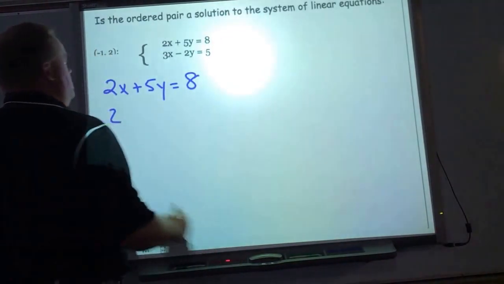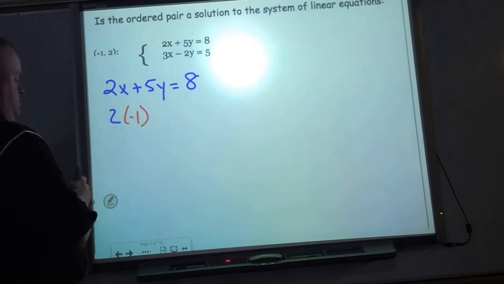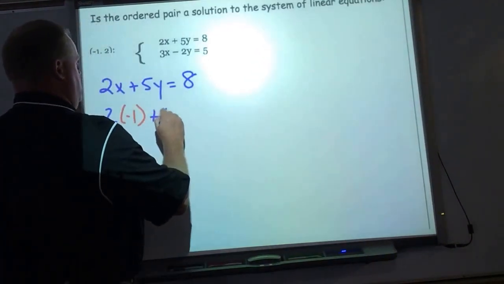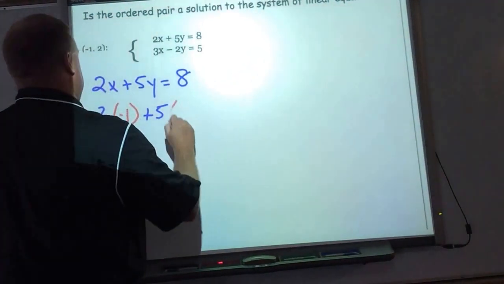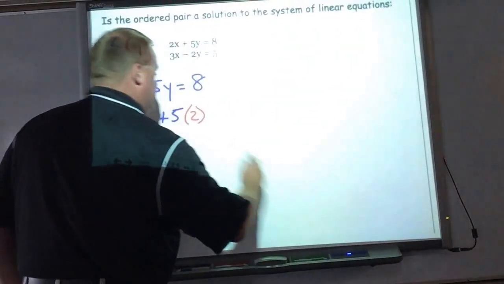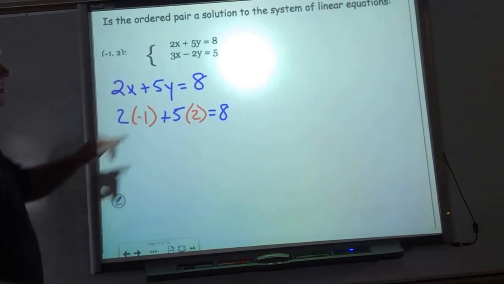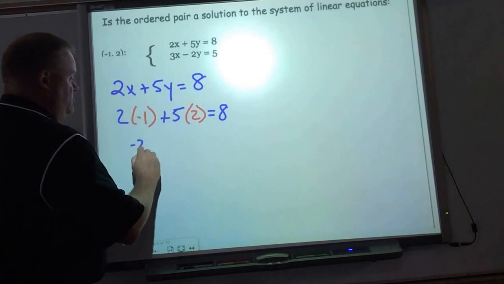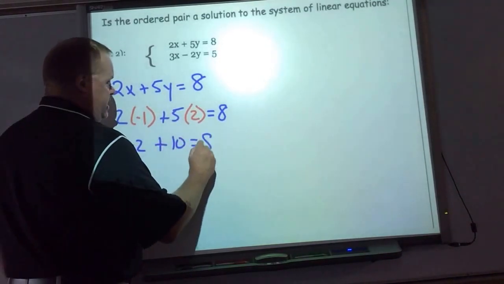And I know that I want to use -1 for x. Looking at that, and then 5, and I want to plug in a 2 for that. I'm trying to do them in different colors so we can see where I'm plugging in the -1 for x and the 2 for y. Well, 2 times -1 is -2, plus 5 times 2 is 10, equals 8.